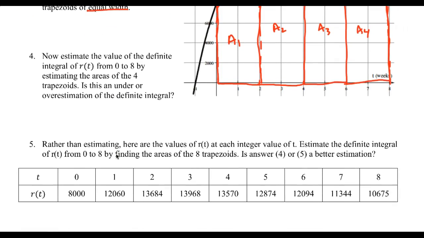So what I want to do is estimate the definite integral by estimating the areas of the 4 trapezoids. Let's take a look. So here we go. If you remember correctly, what is the area of a trapezoid? The area of a trapezoid is 1/2 the base times the sum of the heights.